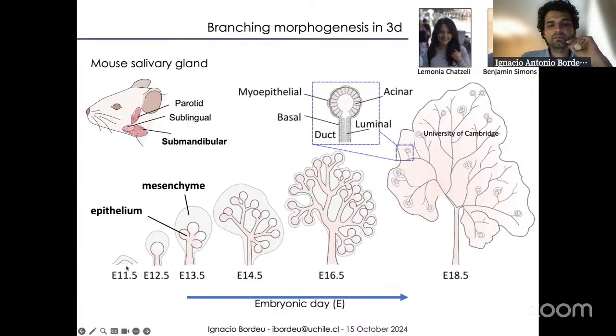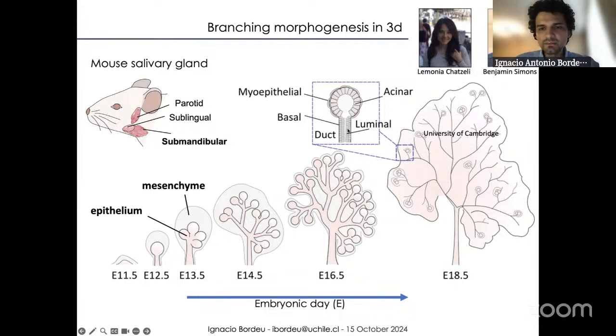It starts at embryonic day 11.5, with an invagination of a placode that then forms a single duct, and this duct bifurcates in series until it forms of the order of 1,000 ducts. That's the order of ducts that are being formed.